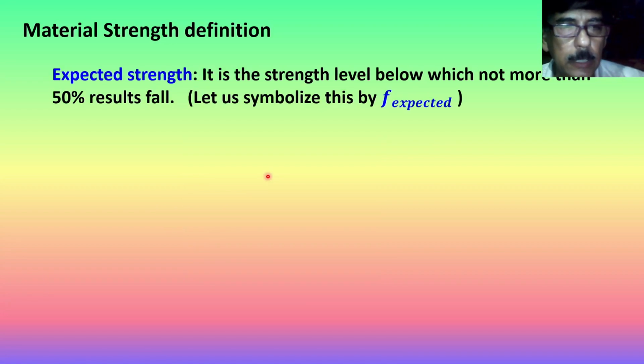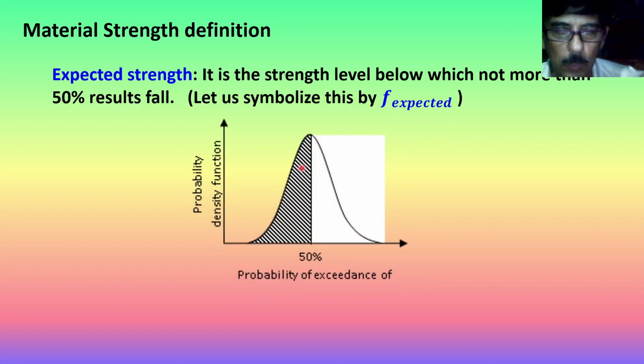Now the next strength level is the expected strength or the mean strength. It is the strength level below which not more than 50% of the results fall. We express this by F expected. It is shown here: 50% of the results are lower than this value. The strength level corresponding to the mean line is the mean strength, and 50% of results will be lower than this, and 50% of results will be higher than this. So this has the most likelihood of occurrence, the mean strength. That's why it is called the most expected value.